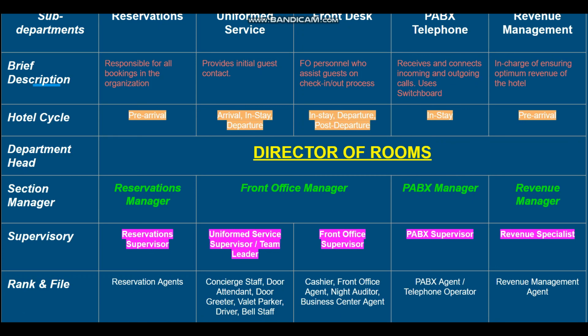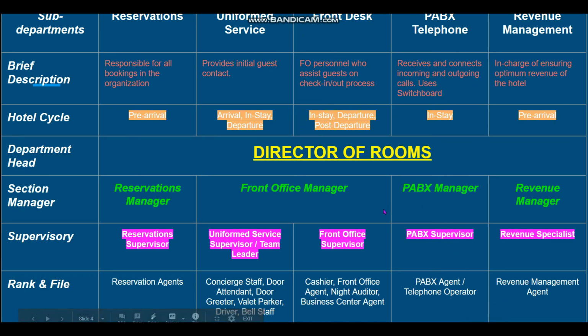Then for the uniform services, we have the concierge staff, who are the information team. We also have the door attendants and the door greeters. We also have the valet parkers, the drivers, and the bell staff. The bellman is also part of the uniform service. The front office team focuses on the front office cashier, the front office agents, the night auditor, and the business center agents. The PABX normally has a telephone operator. And lastly, for the revenue management, we have the revenue management agent.